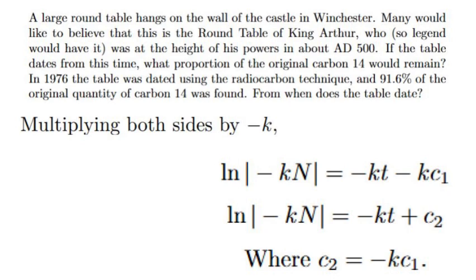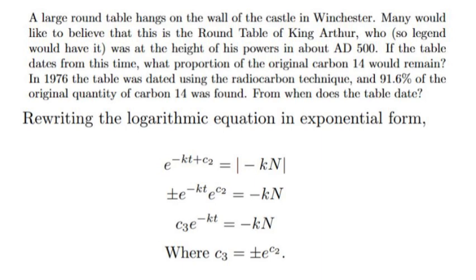Now, we must go about isolating for N in this equation to give us the solution to our differential equation. The first step in doing so is multiplying both sides by negative k, removing the negative 1 over k fraction from the left-hand side. We are also going to say that c2 is equal to negative k c1, replacing our previous constant. Using the definition of logarithms, we are going to rewrite our logarithmic equation in exponential form, giving us e to the power of negative kt plus c2 is equal to the absolute value of negative kN.